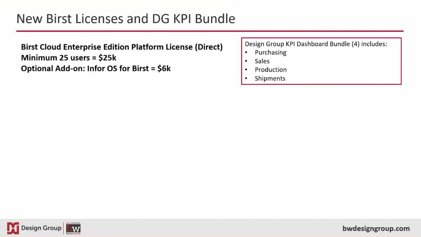So when we look at our getting started bundle, we have a 25 user package, and the Burst component is about $25,000. So about $1,000 a user. So it's a very straightforward, easy pricing construct.